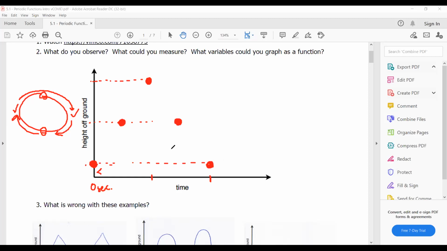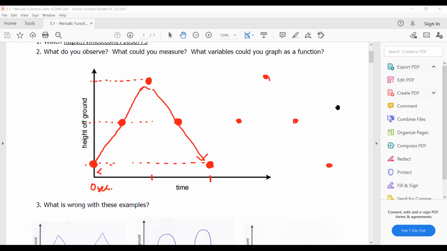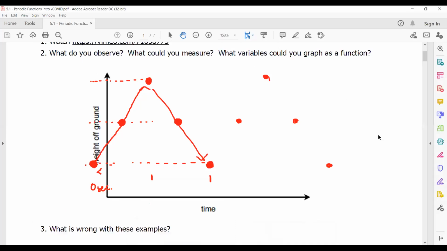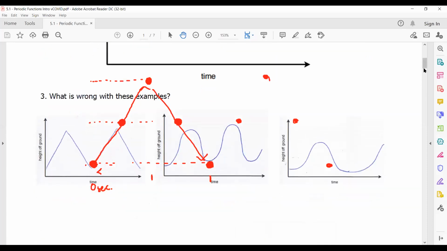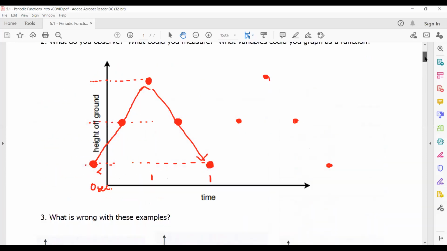And lo and behold, I'm back at the lowest point, which means I'll probably repeat the same movements again and again and again, because this is a circle after all. At this point in time, you might also, again, be very tempted to draw straight lines, but that is not a correct curve, as you might have noticed from us discussing why this first graph right here is not going to be correct. Okay, so that was a clue.